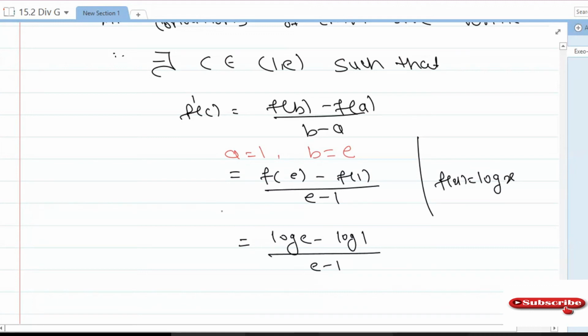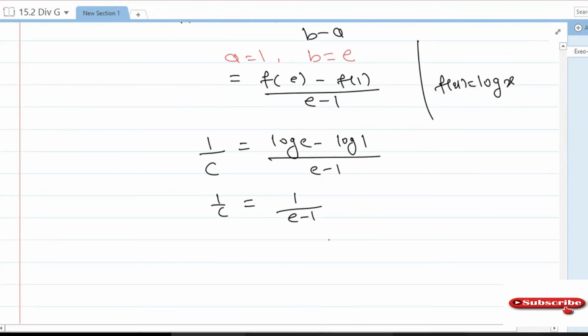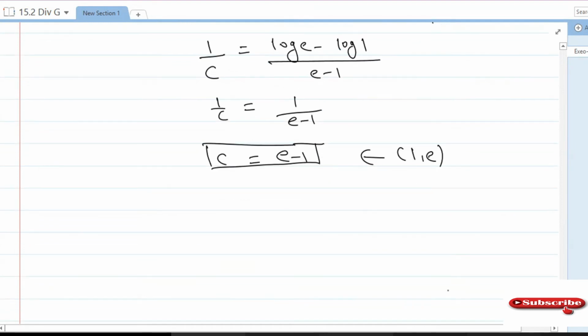Left hand side, f dash of c is 1 upon c. So we have to find value of c. So this is 1 upon c equals log e divided by e minus 1. I think you know what value of log e is. 1. Yes, it is 1. So log and e are reciprocals of each other. So c is equal to e minus 1, which belongs to 1 comma e.